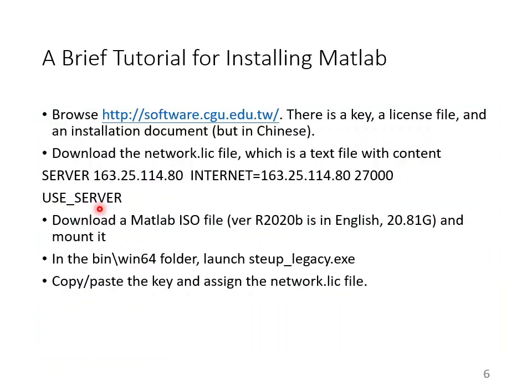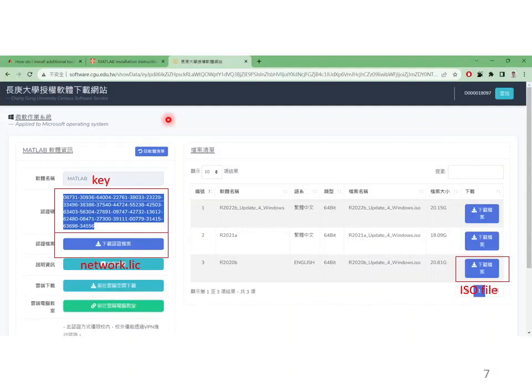In this course, I will show you many pieces of MATLAB code. So here, I want to make a brief introduction to how to install MATLAB. As I mentioned in the previous course, MATLAB is a very expensive software package, but our school has already purchased the license, so all of you are free to use the software. How to do it? First, go to our school software download website. There's a key, a license file, and an installation document. This is the key, and this is the license file.